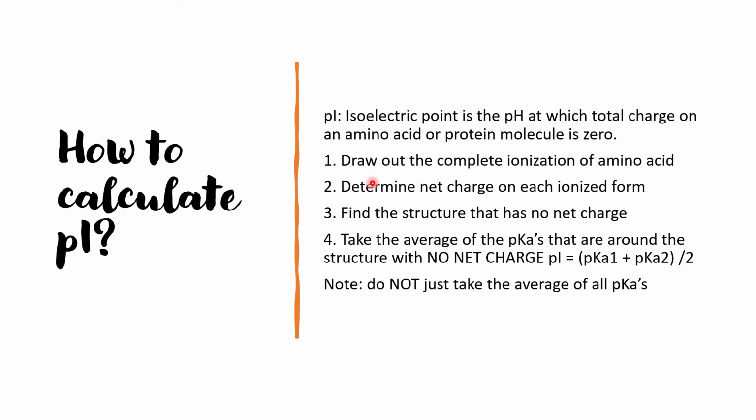Then we need to determine the net charge on each ionized form. Then we have to find the structure that has no net charge. Then we take the average of the pKa's that are around the structure with no net charge. So we calculate pKa1 and pKa2 and divide by 2. For the case of alanine, which has 2 titratable protons, it is simple, we just take the average of both pKa's. But in case of 3 titratable groups, it is cumbersome.